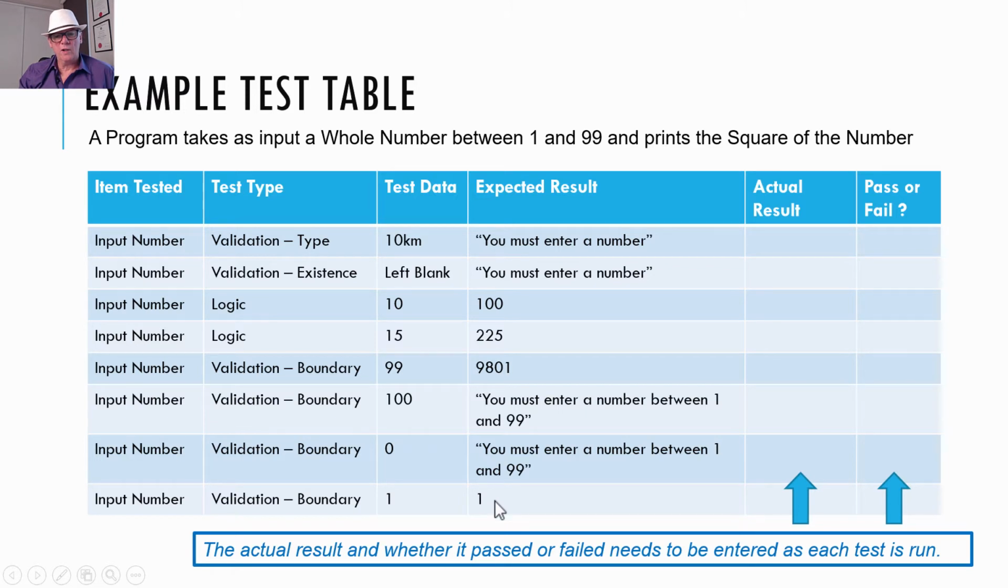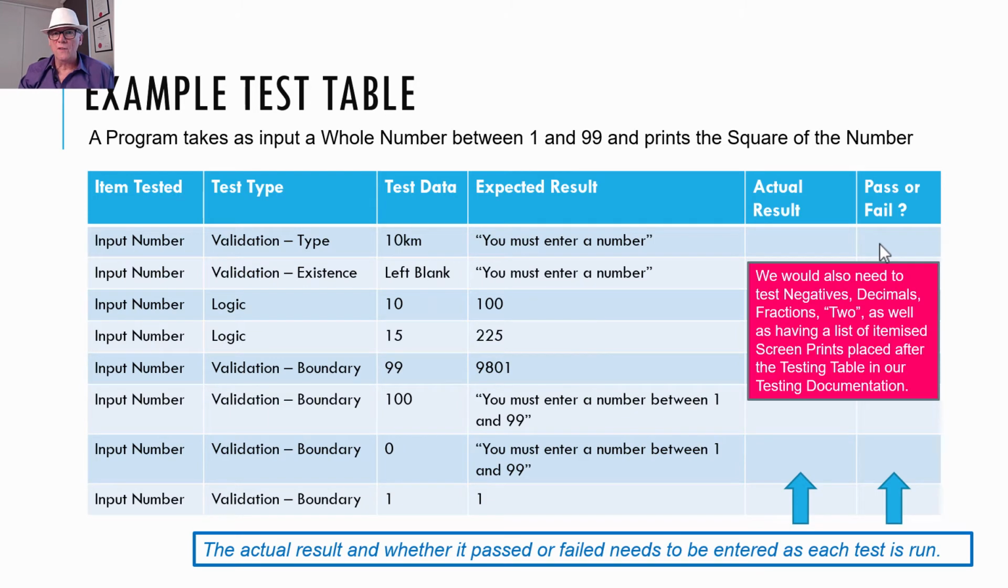And then the actual result about whether it passed or failed should be put in here. So for 10 kilometers, for the actual result you'd write in here "error message displayed", and that's a pass, because it did display the error message. Or, if something went wrong and there wasn't an error message and it took that data into a number field and crashed the whole program, you'd put actual result "program crashed", and that's a fail. Then you need to go and fix that and redo that test, obviously, to make sure it's working. So that goes in those boxes.